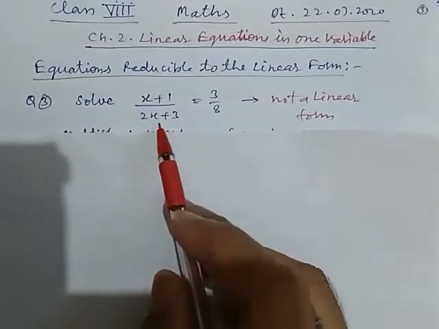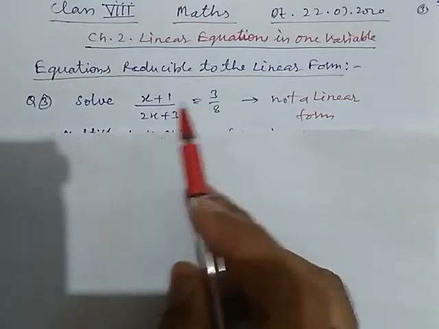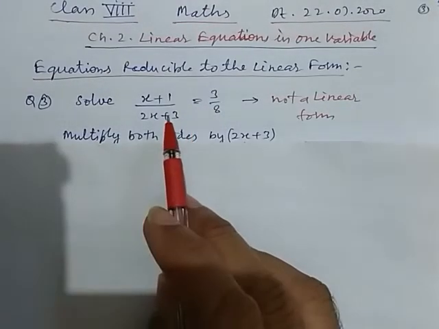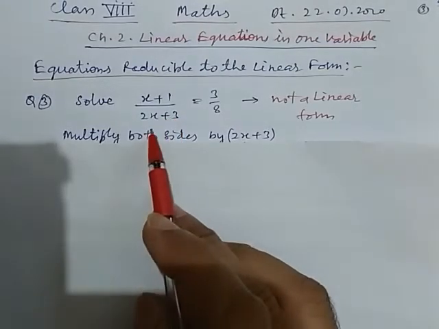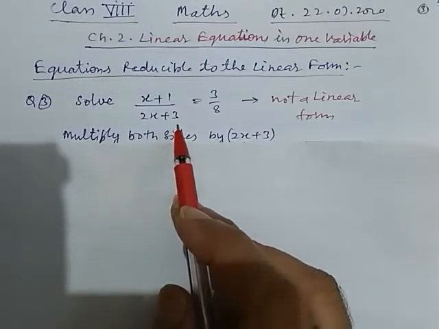This is a fraction form. Both of the sides have a fraction. So we first convert them into linear form. We do this in two ways. First we take the long method, then we consider the short method.